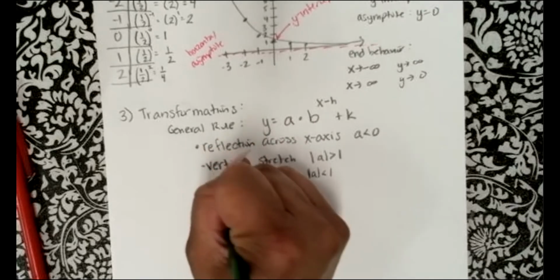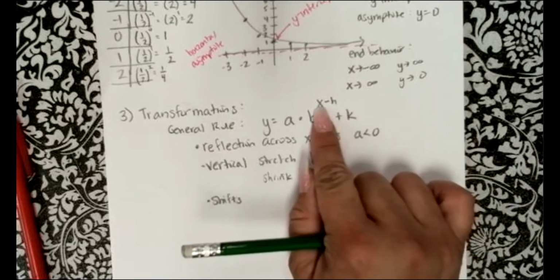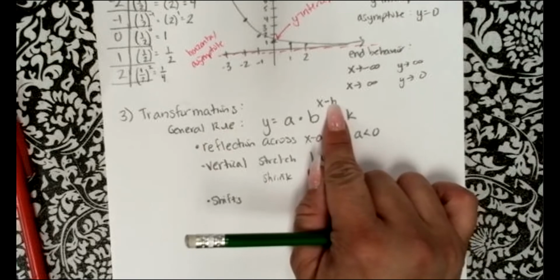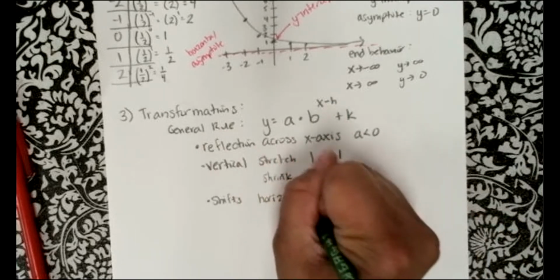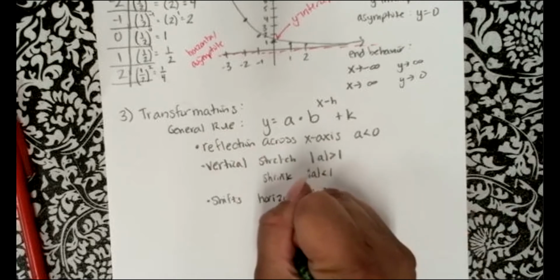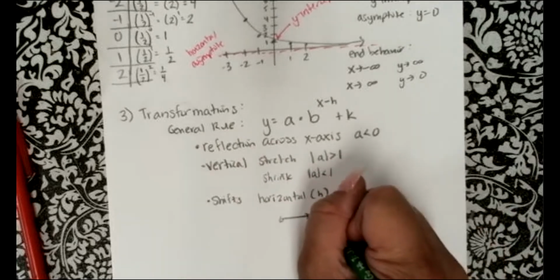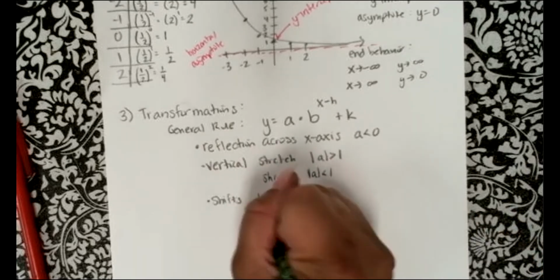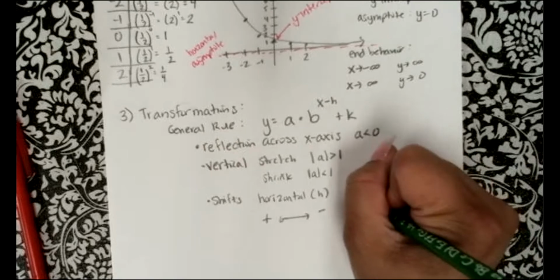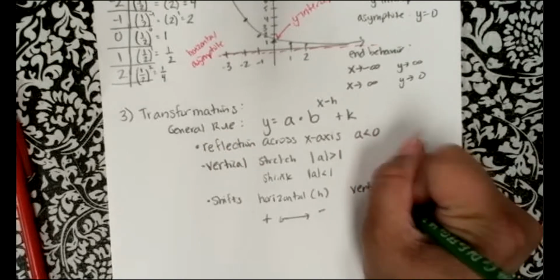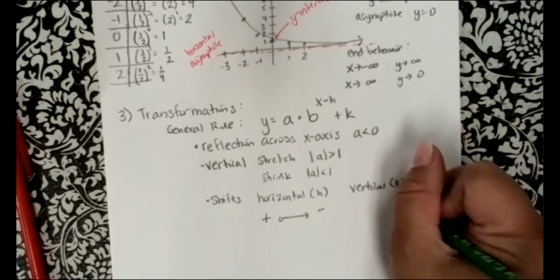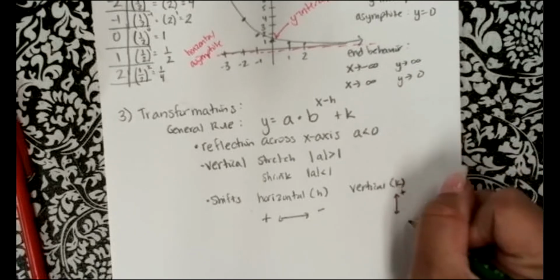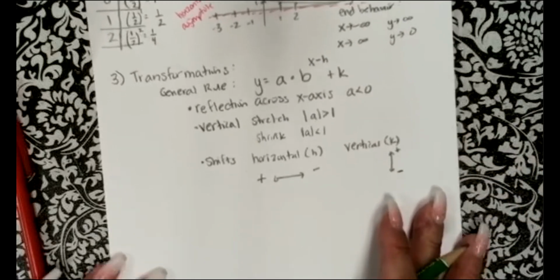And then your shifts, the h is grouped with the x, so that's going to be your left and your right. So that's your horizontal shift. And remember, you're going to go the opposite direction. So negative goes to the right, positive goes to the left. And then the vertical, the up and the down, is going to be the k value on the side. Positive goes up, negative goes down.